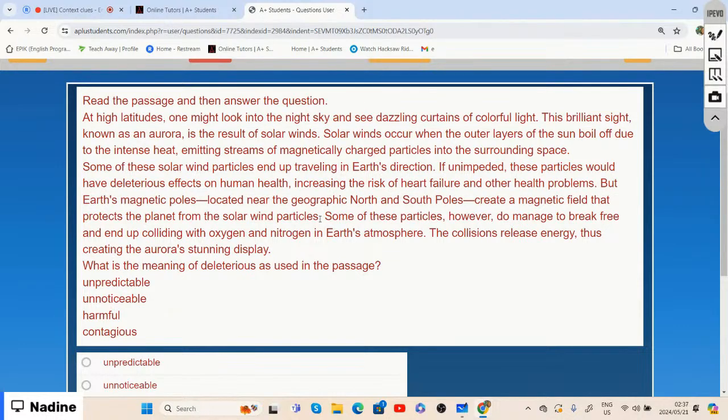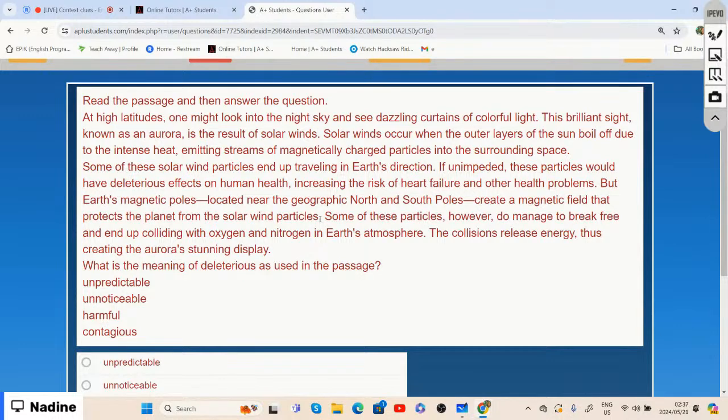But Earth's magnetic poles, located near the geographic North and South Pole, create a magnetic field that protects the planet from the solar wind particles. Some of these particles, however, do manage to break free and end up colliding with oxygen and nitrogen in Earth's atmosphere. The collision releases energy, thus creating the aurora's stunning display.